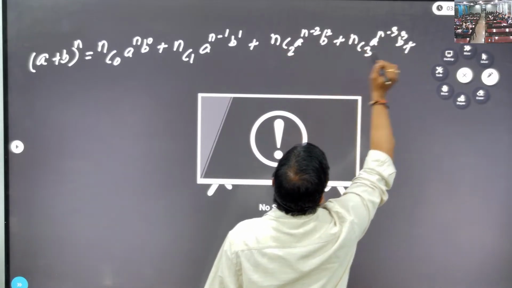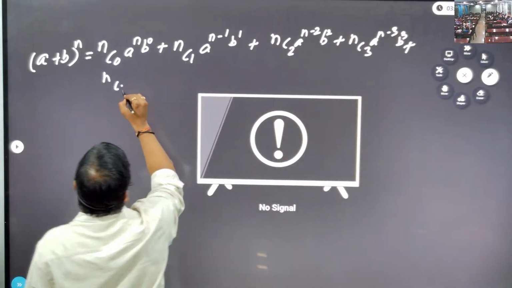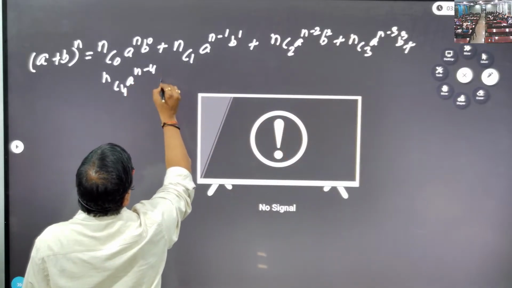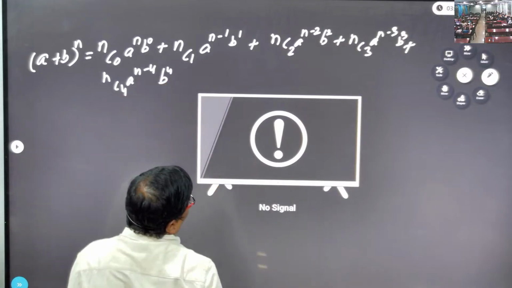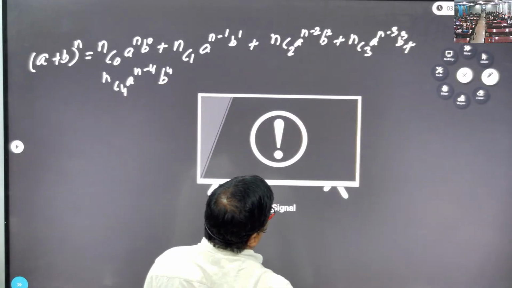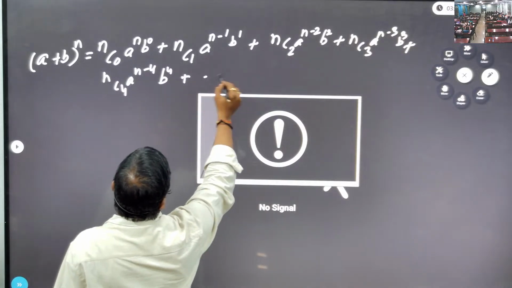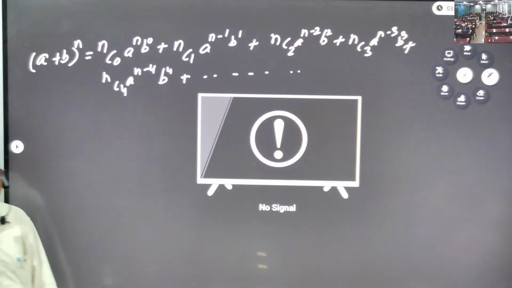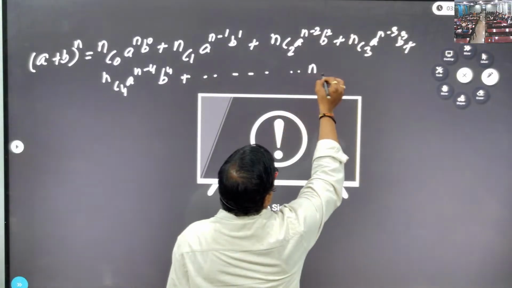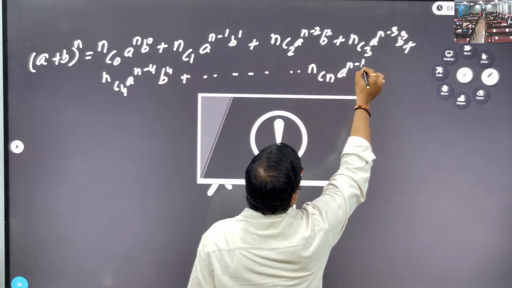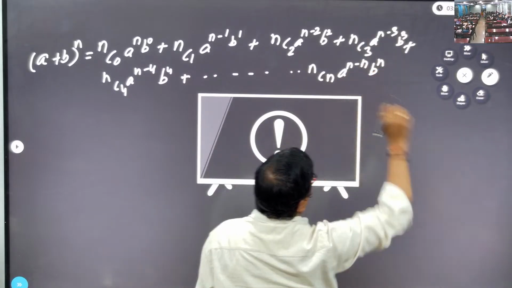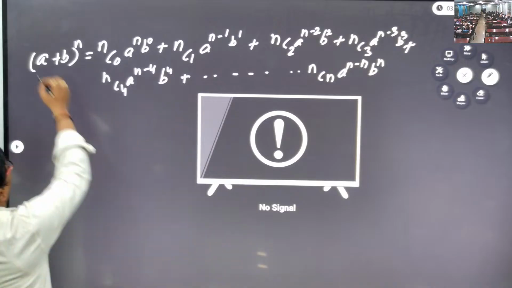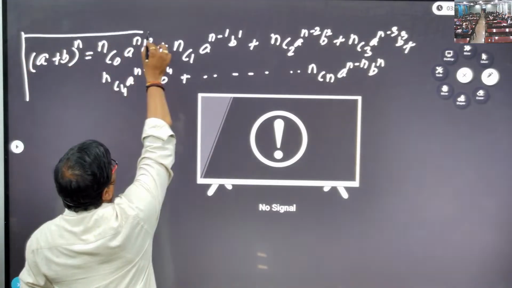Next, nC4 a power n minus 4 b power 4, plus dot dot dot. What is the last value? nCn a power n minus n, that is a power 0, b power n. This is for a plus b whole power n.